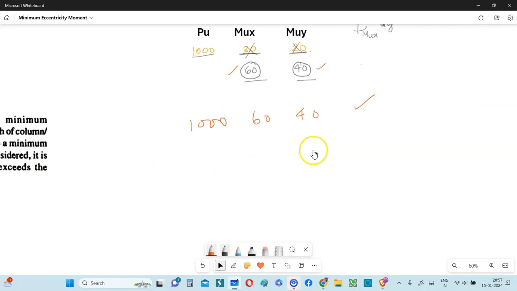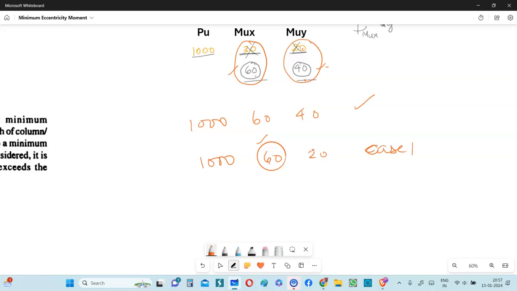So in the first case, I'm going to take 1000. Between 30 and 60, I'm going to take 60. And between 20 and 40, even though 40 is more, I'm going to take 20. So this becomes my case 1. The code says it is sufficient to ensure that one is considered at a time, which means between 30 and 60, I took the largest one. Between 20 and 40, I don't have to take 40 because it is one at a time. Now, as a second case, you will do 1000, this is your PU, and here you are going to retain 30, and here you are going to replace 20 with 40. So this becomes your case 2 for eccentricity moment.